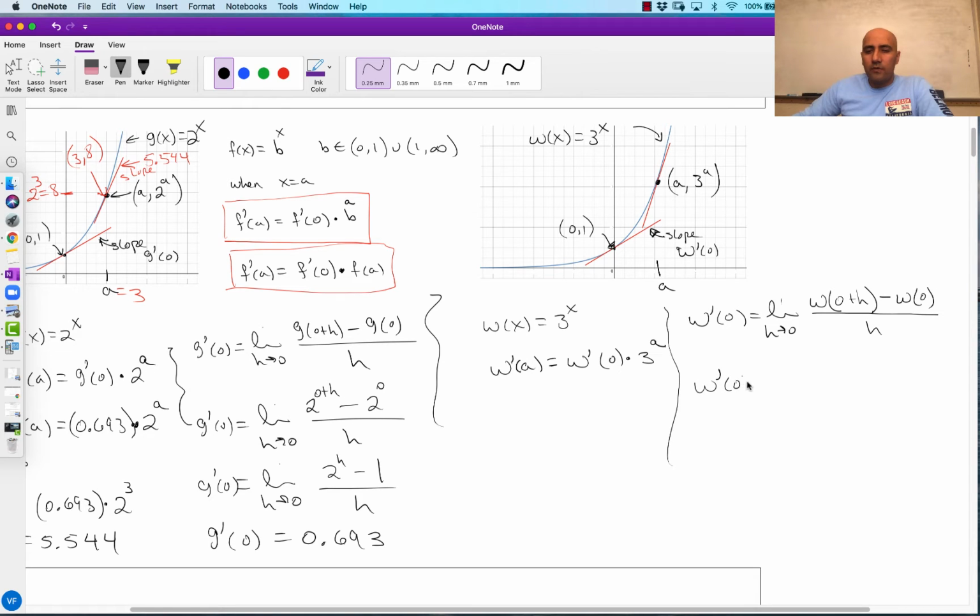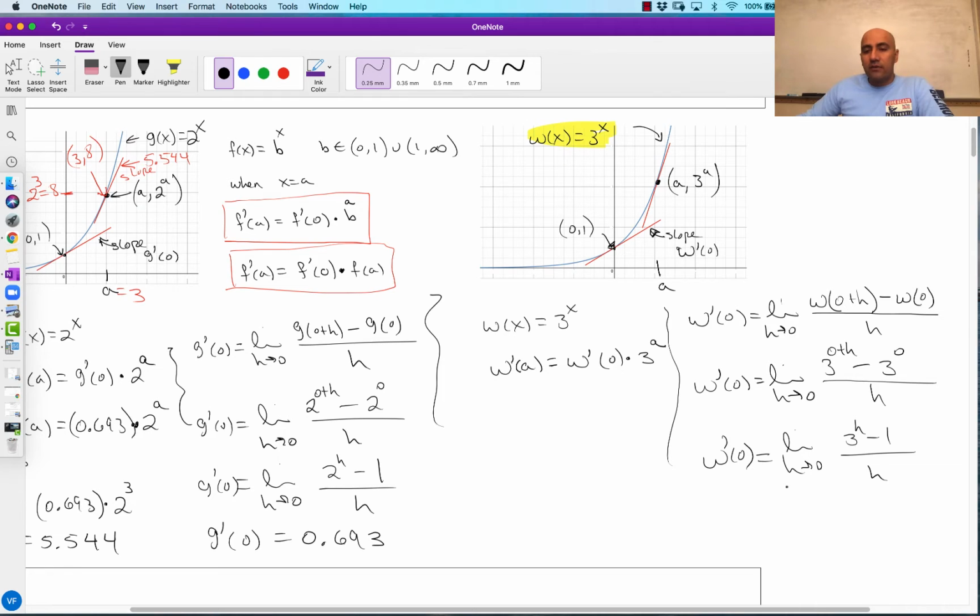So w prime of 0 is equal to the limit as h goes to 0 of 3 to the power of 0 plus h minus 3 to the 0. So I'm really just copying this exact same work here, except here w of x is equal to 3 to the power of x instead of 2 to the power of x. And so all of this gets divided by h. Again, 3 to the 0 is 1, and we can simplify this to 3 to the h power. So this is the limit as h goes to 0 of 3 to the h minus 1 all over h.